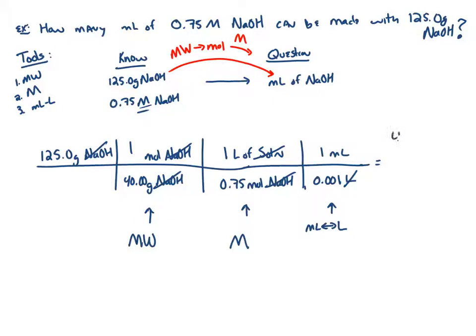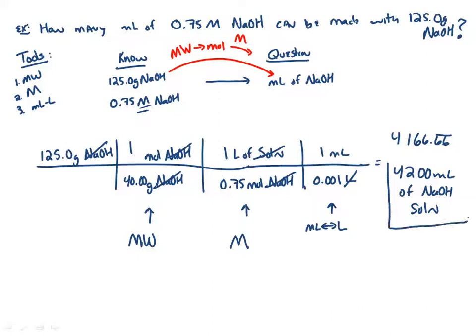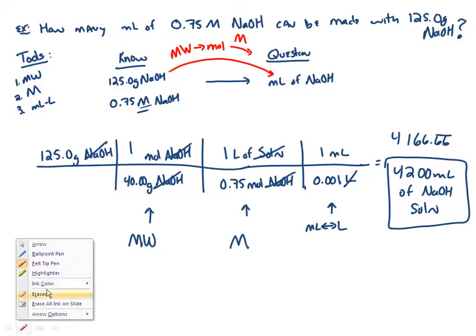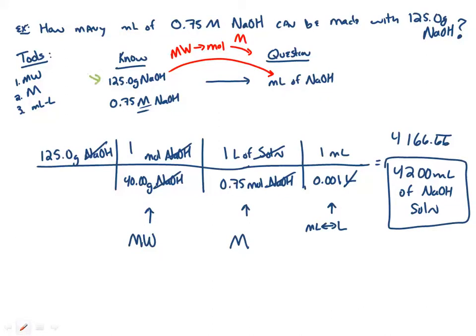And then my calculator spits out 4166.66 forever, but we should round that to 4,200 milliliters of NaOH solution because we want 2 sig figs in our answer. Because again, you know, 4 sig figs, only 2 sig figs, so 2 sig figs in the answer. We take the least. Pretty much, because we're just doing multiplications and divisions, and so whatever number has the least sig figs probably is going to control the answer.